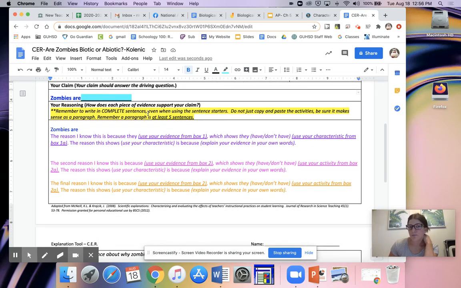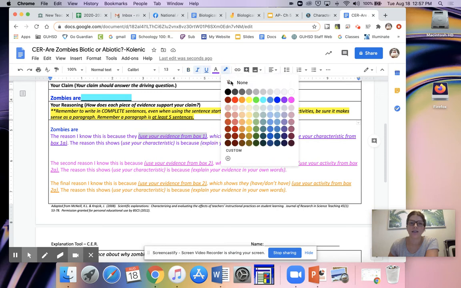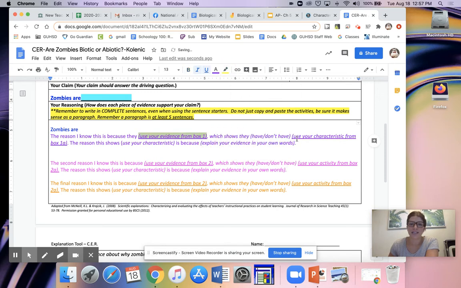Please remember to use complete sentences. So you can't just copy and paste the activity. Make sure you're making a paragraph. So right here are what I call sentence starters. That means I've already started the sentence for you and you just need to fill in the blanks. So the blanks, or the spots you're going to be filling in, are these highlighted sections. So I'll go through and highlight these for you so it's easier for you to find.